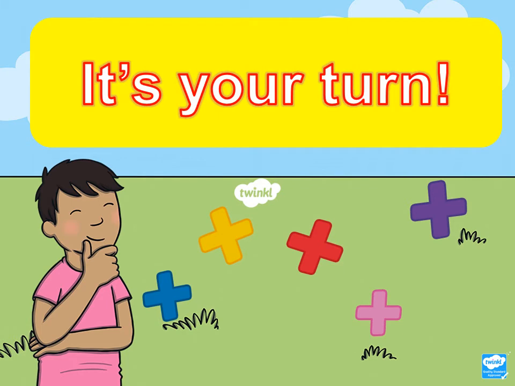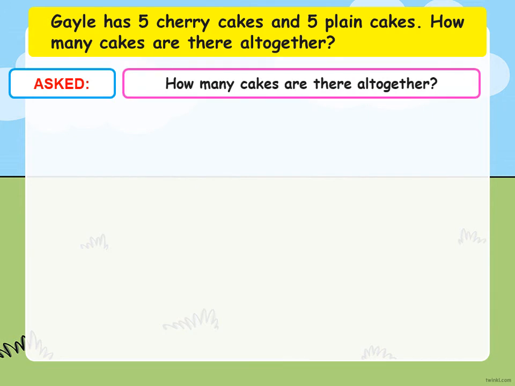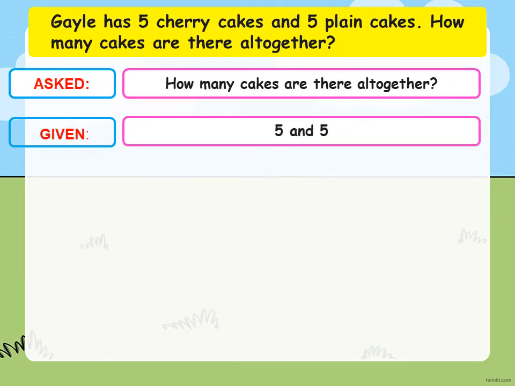Now, it's your turn to solve the following problems. Are you ready? Let us proceed. Gail has 5 cherry cakes and 5 plain cakes. How many cakes are there altogether? What is the ask? How many cakes are there altogether? What are the given numbers? 5 and 5.